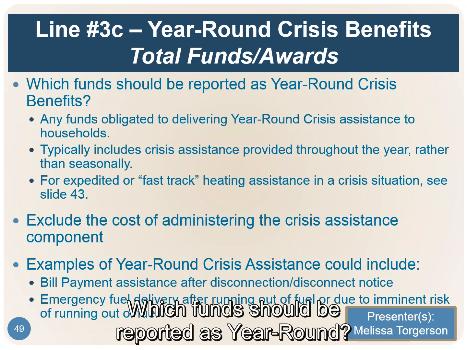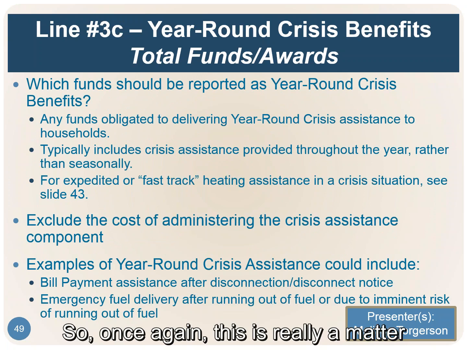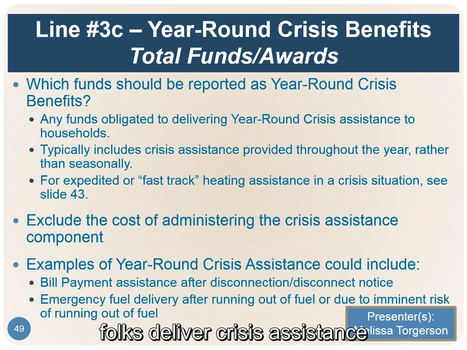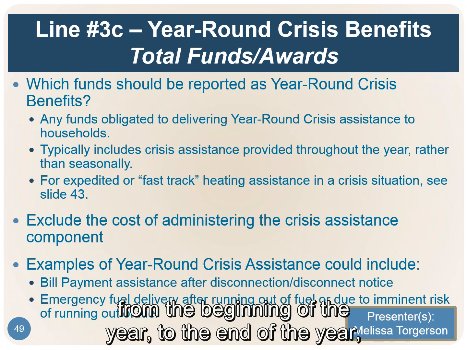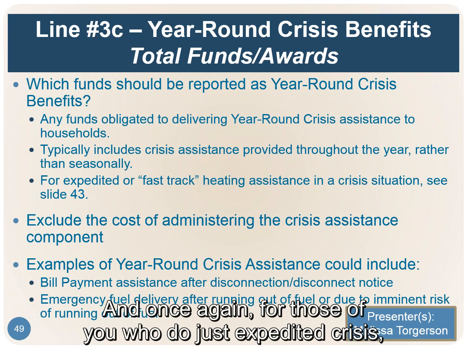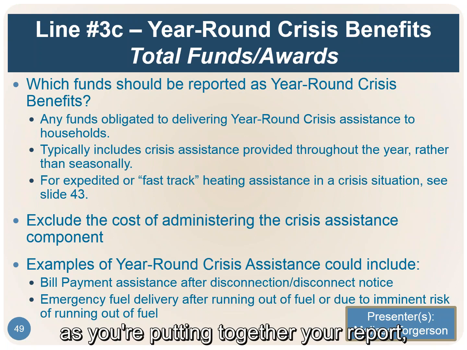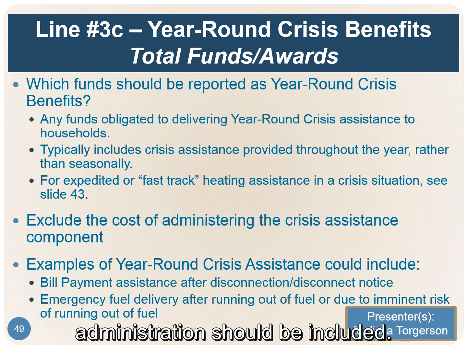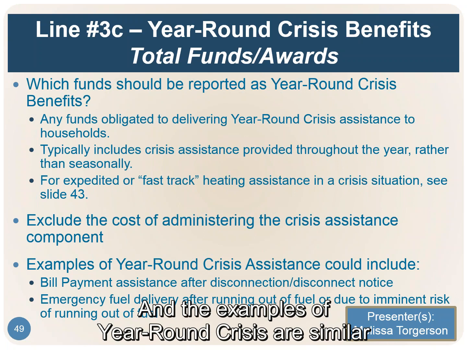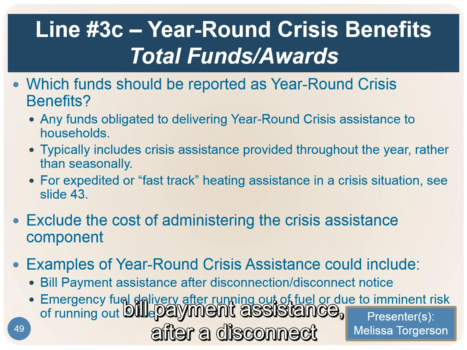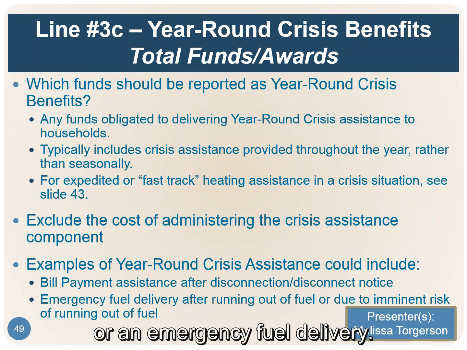Which funds should be reported as year-round? Once again, this is really a matter of what your state has defined as their crisis period. But year-round would, in some states, mean folks deliver crisis assistance from the beginning of the year to the end of the year, regardless of seasons. And once again, for those of you who do just expedited crisis, we've given guidance on slide 43, so this cross-references you back to this as you look through these slides again while putting together your report. Administration should be included, and the examples of year-round crisis are similar to winter and summer crisis programs in that it could include bill payment assistance after a disconnect or an emergency fuel delivery.